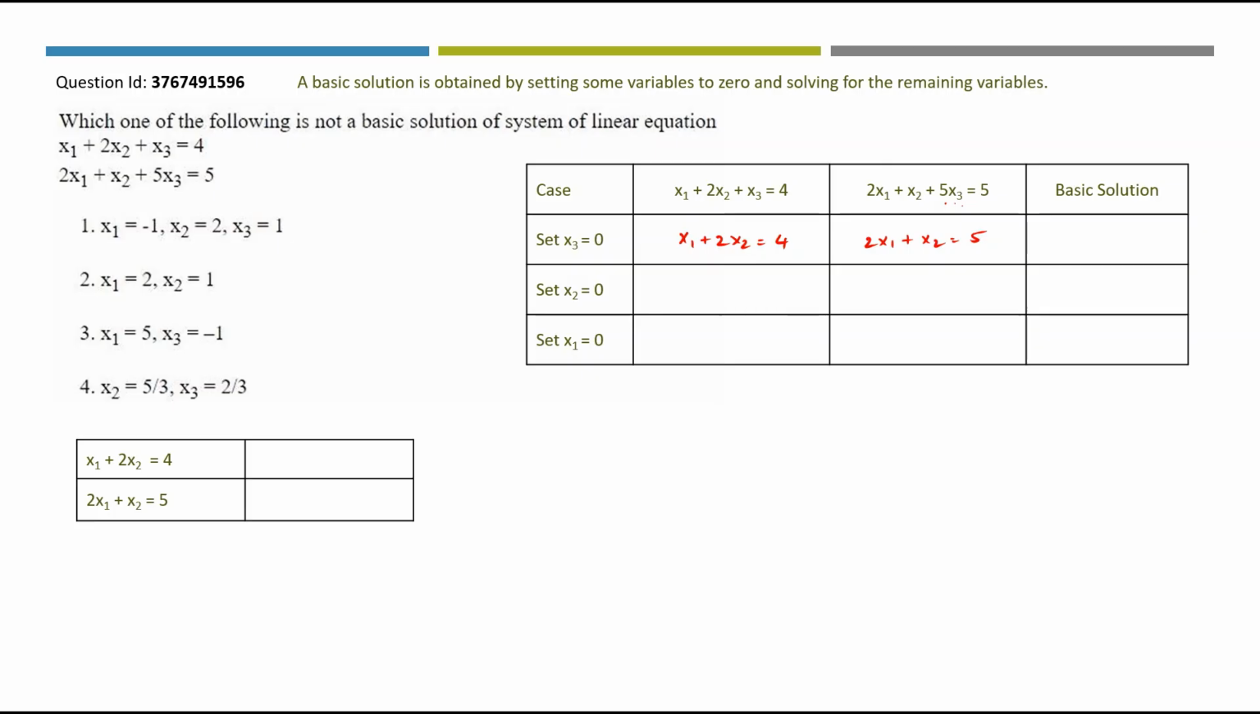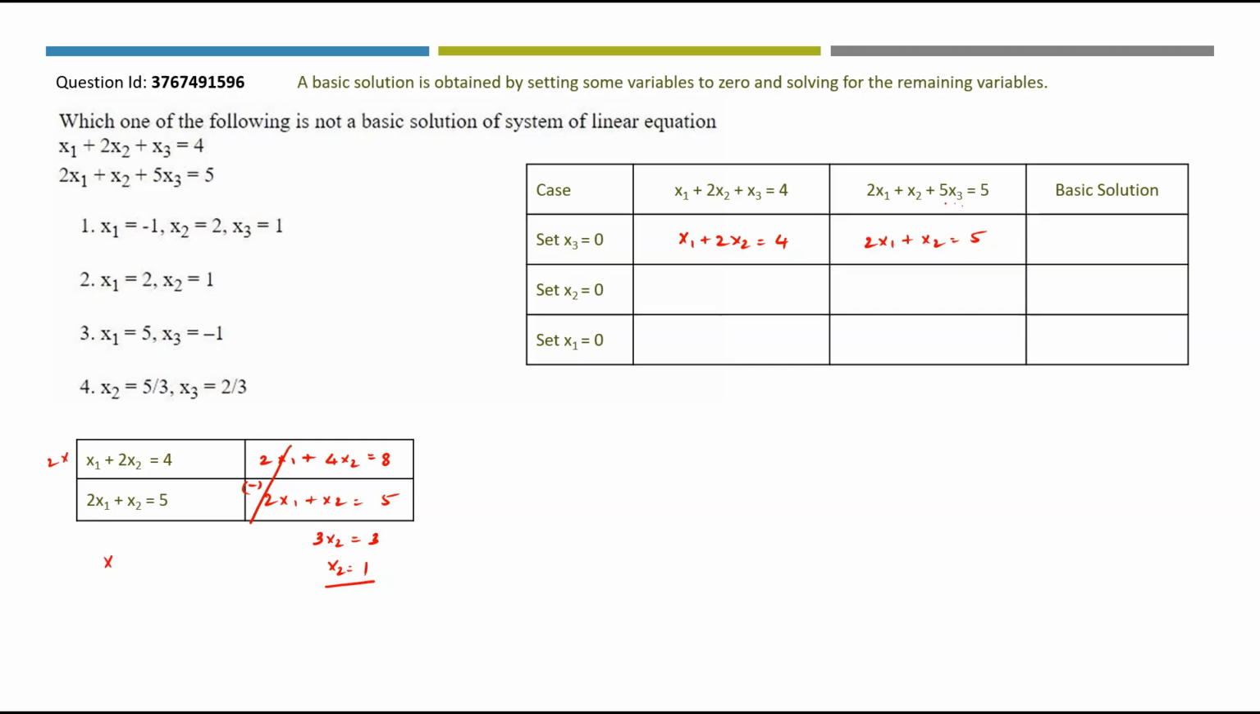We can multiply this equation by 2. This will be 2x1 plus 4x2 is equal to 8. Then we have 2x1 plus x2 is equal to 5. We have to subtract these equations. We will cancel these 2 terms. 4 minus 1 will give 3x2. 8 minus 5 will give 3. What is the value of x2? It is 1.